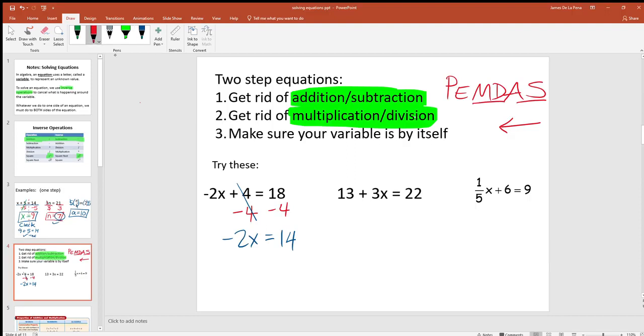So to do the opposite, to cancel that out, it's being multiplied by negative 2, so we want to divide by negative 2. We have to do it on both sides, the left and the right. And finally, we're left with positive 14 divided by negative 2, which is going to give us negative 7.